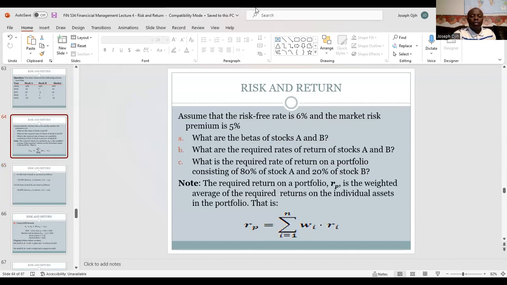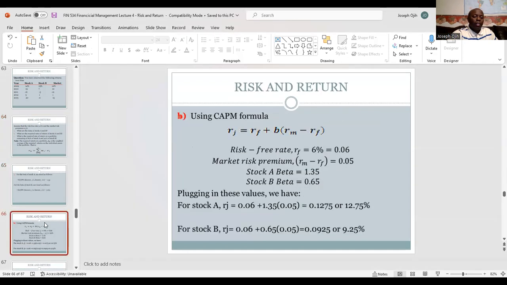All right. See, that's very easy, right? The second question says, what are the required rates of return for stock A and B? Now, we are told that the risk-free rate is 6% and the market risk premium is 5%. So we're going to use this formula for the capital asset pricing model.